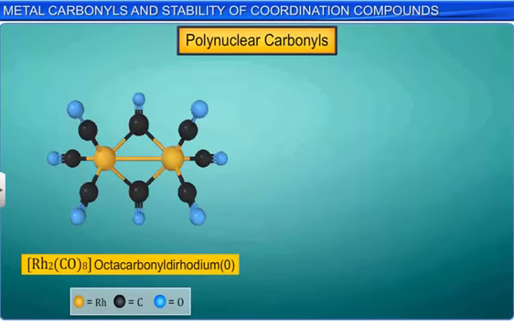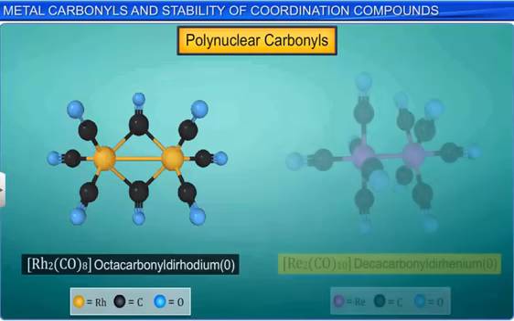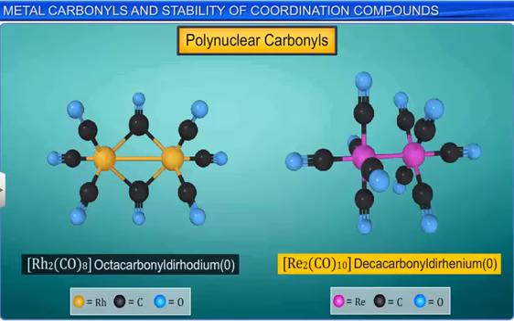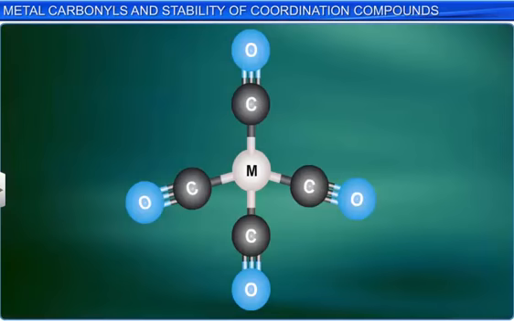It is important to note that in carbonyls, the electrons that form the chemical bond between the metal and the carbon of carbon monoxide are supplied solely by the molecules of CO. Hence, the metal atom is said to be in zero oxidation state. In a metal carbonyl, the metal-carbon bond has sigma as well as pi character.